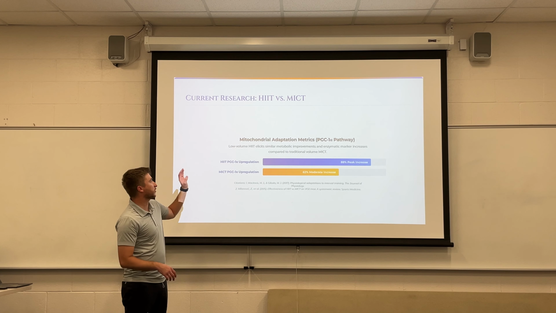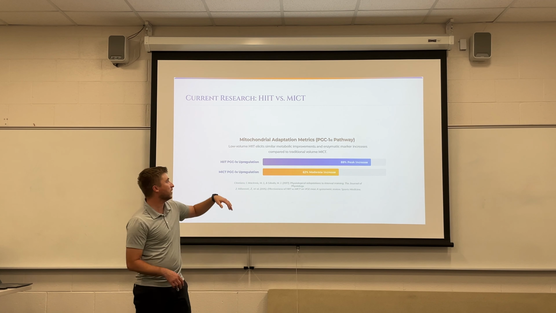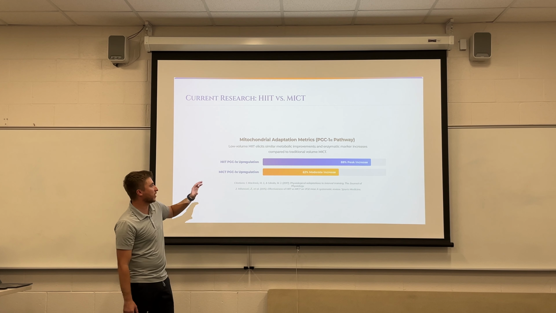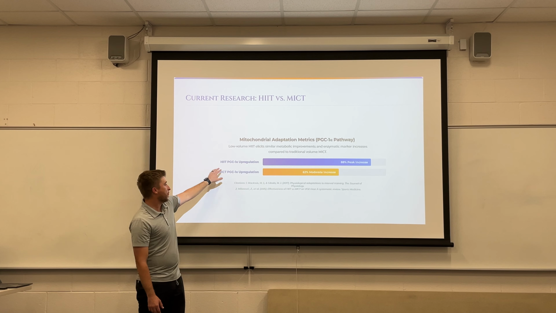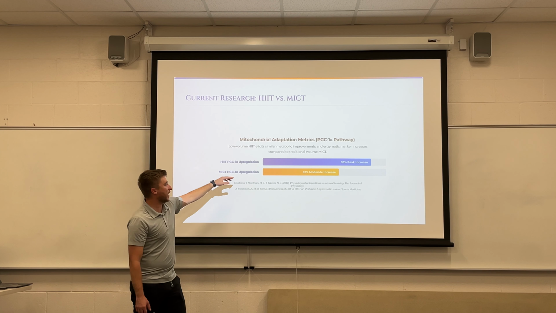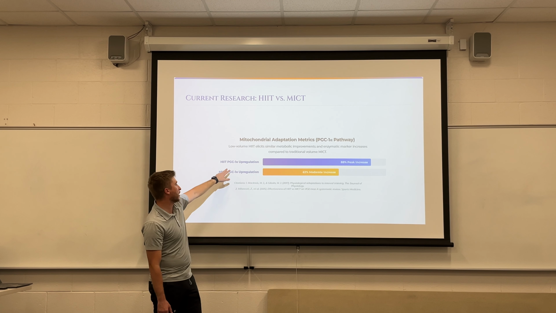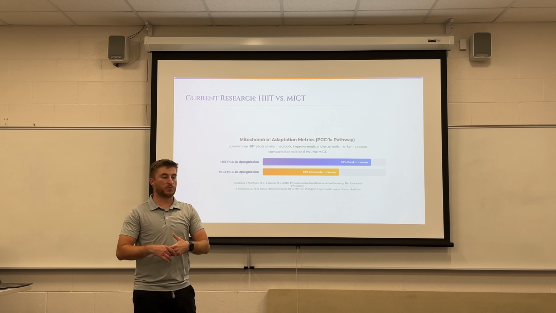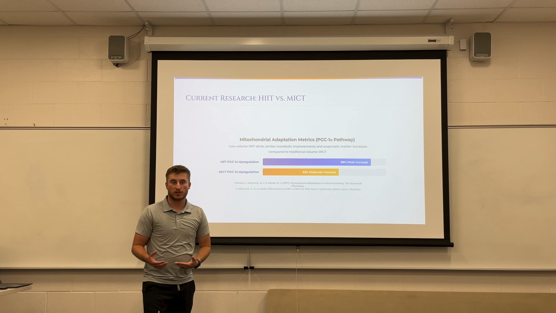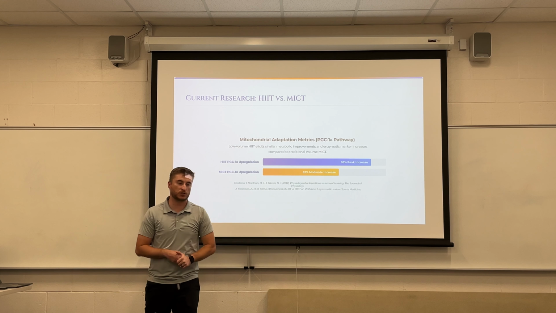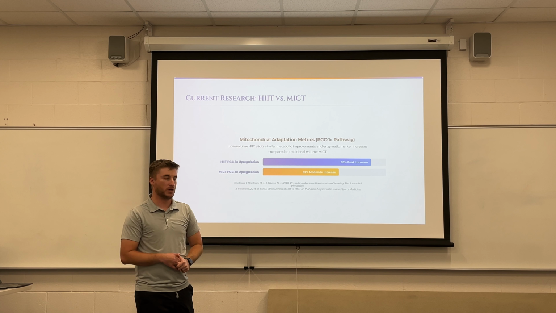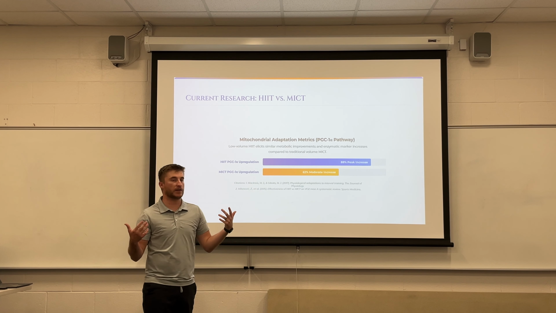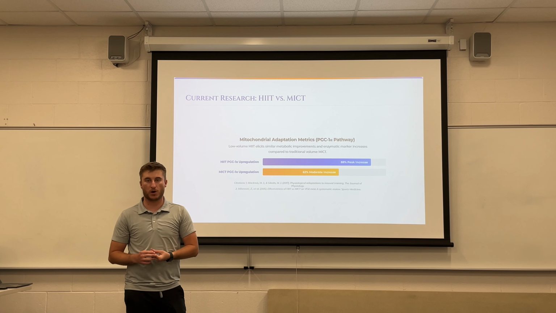Okay, current research. So this is HIIT versus MICT. So just to give you kind of a little bit of an introduction to this, I'm not going to go too far into it. This is basically just saying that a HIIT program allows us to produce more VO2 max faster. So it basically allows us to adapt quicker. It allows us to become stronger quicker. And research has shown that it typically works better in the long run.